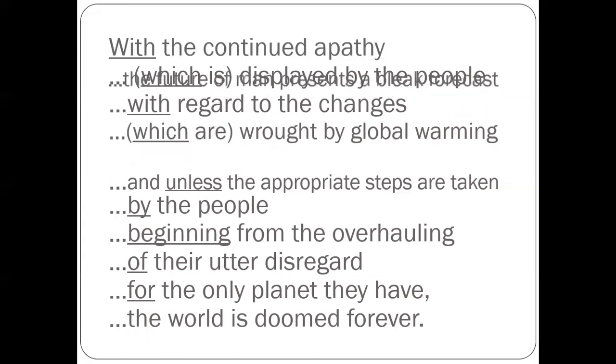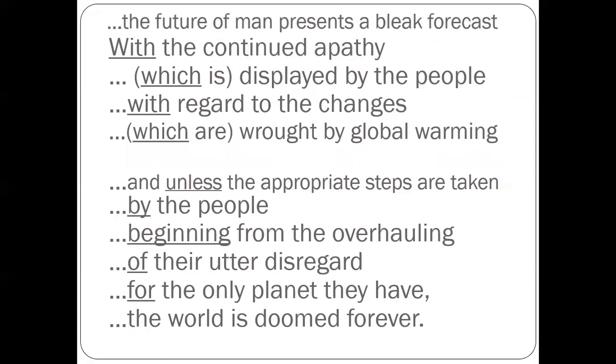So look at that. The future of man presents a bleak forecast with a continued apathy, which is displayed by the people with regard to the changes which are wrought by global warming. And unless the appropriate steps are taken by the people, beginning from the overhauling of their utter disregard for the only planet they have, the world is doomed forever. Wow, man. That's one complex sentence. You can use that for task 2 writing. There, do you see that?